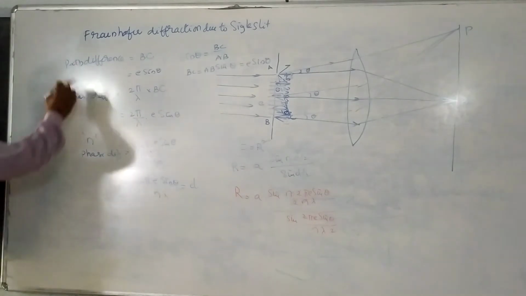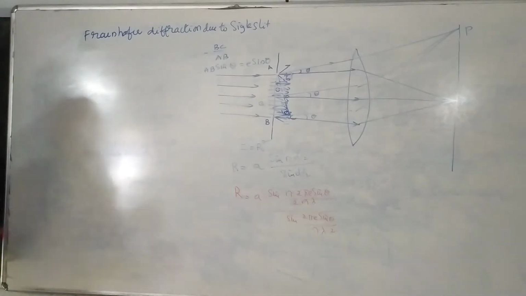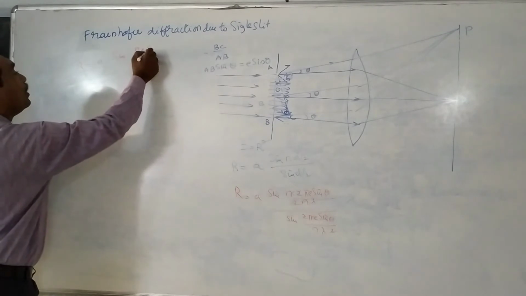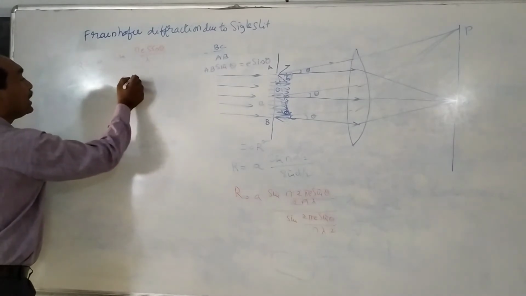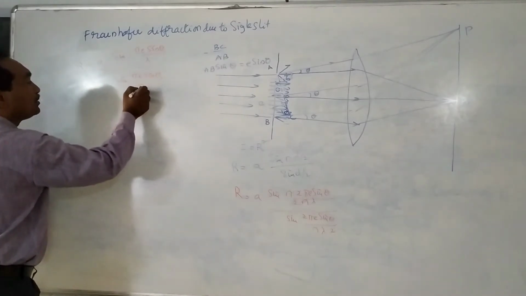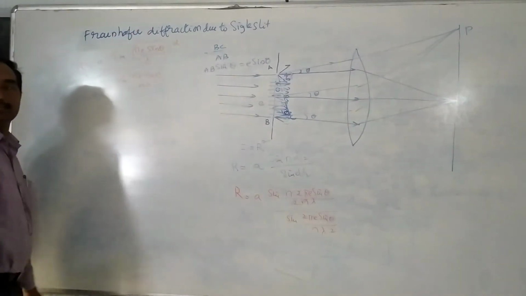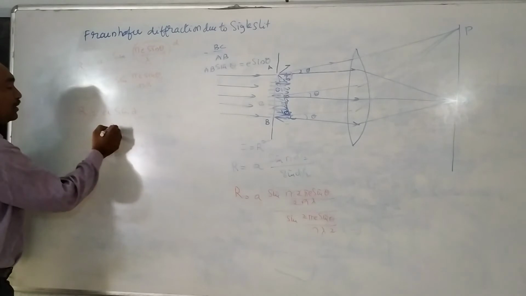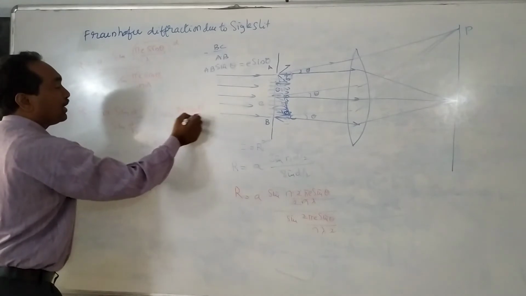Now, what is the resultant amplitude? The resultant amplitude R is equal to A into sin of pi e sin theta by lambda, by sin of pi e sin theta by n lambda. We take pi e sin theta by lambda equal to alpha. Then R is equal to A into sin alpha by sin alpha by n, where alpha is equal to pi e sin theta by lambda.